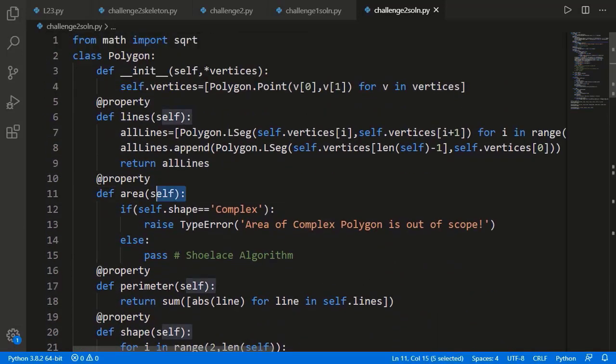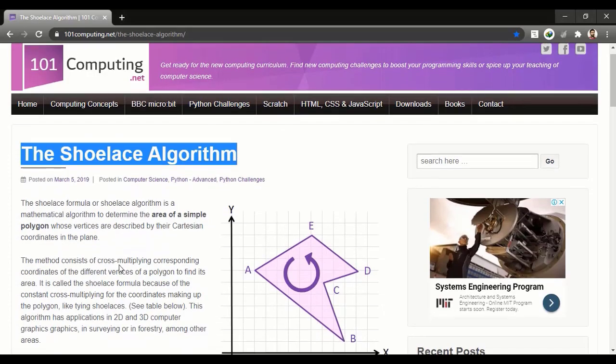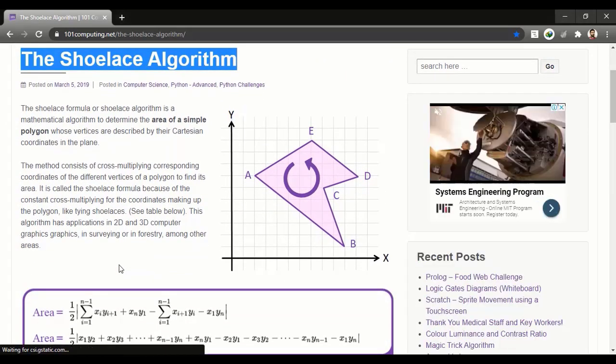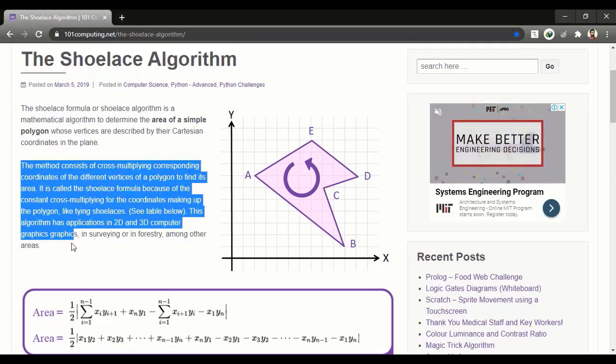And now let's move to the last part of the challenge, which was to find the area of convex or concave polygon using the shoelace algorithm. If you search for the shoelace algorithm, you will easily find help on that. Let's see this page. In shoelace algorithm, we need to have x and y components of each vertex of the polygon, and then by cross multiplying those in a specific pattern gives the area of the polygon.